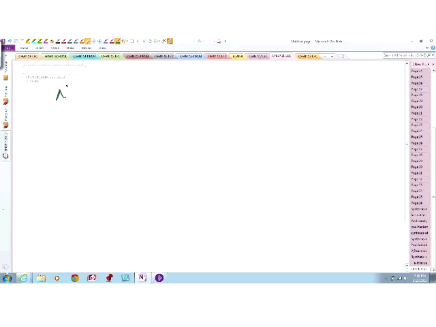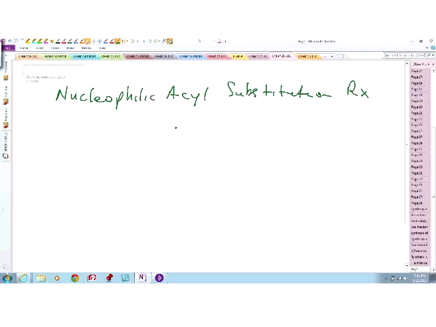Most of the reactions we say are nucleophilic acyl substitution reactions. Okay. So, for example, I've given you a couple of examples already. If we take the case of the ester, let us take a look at the ester.